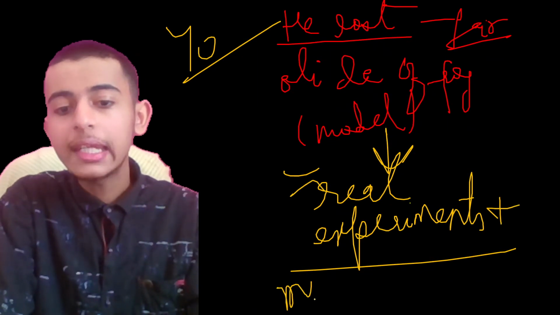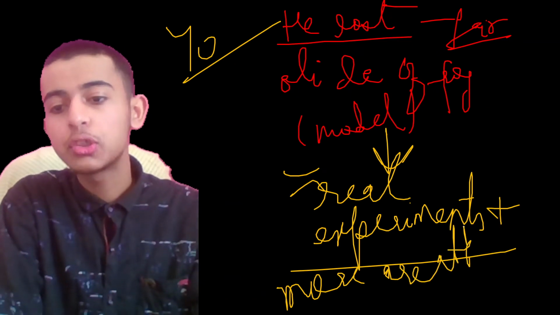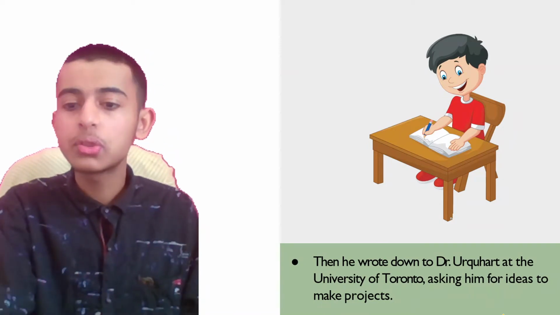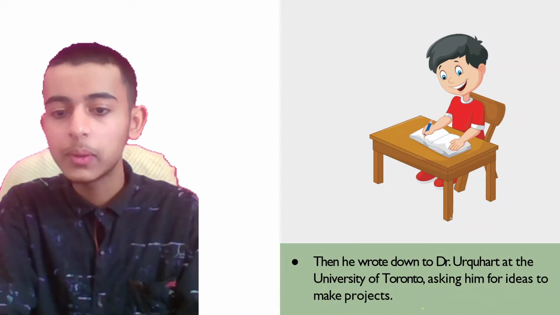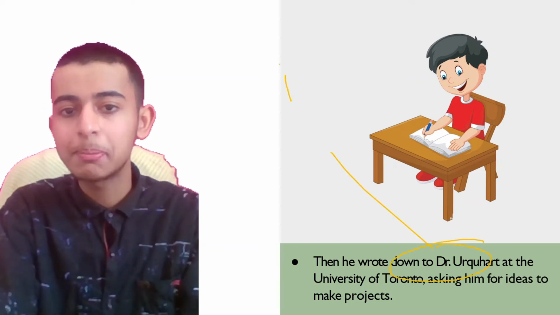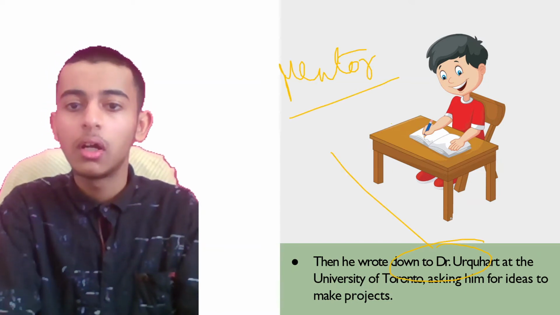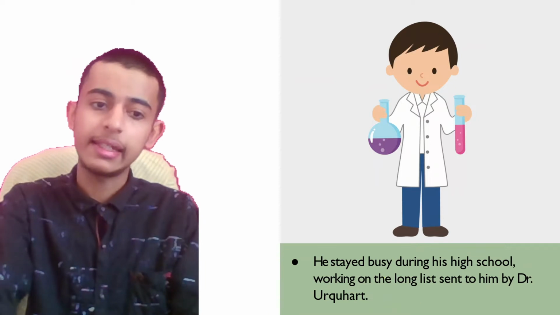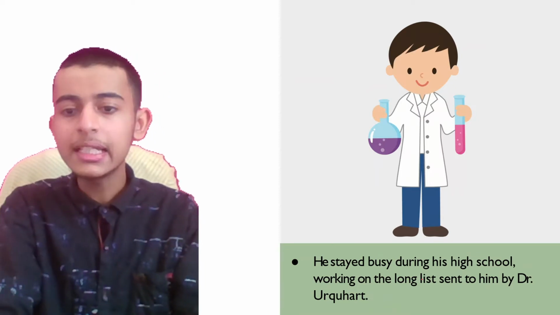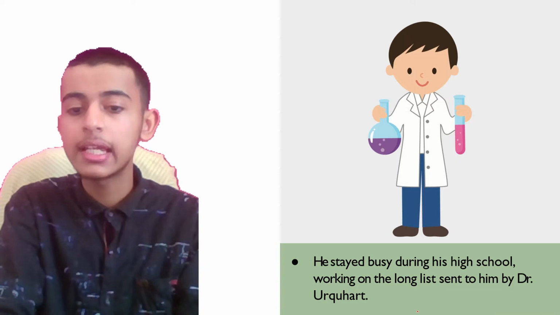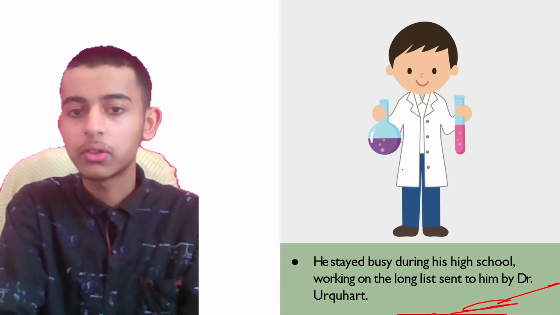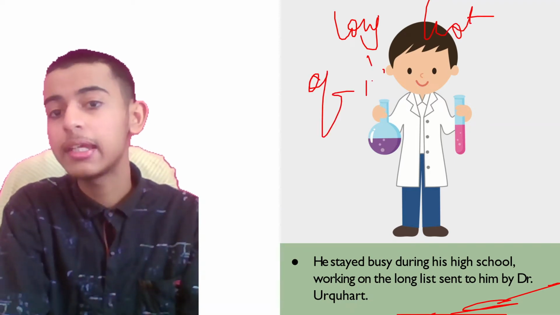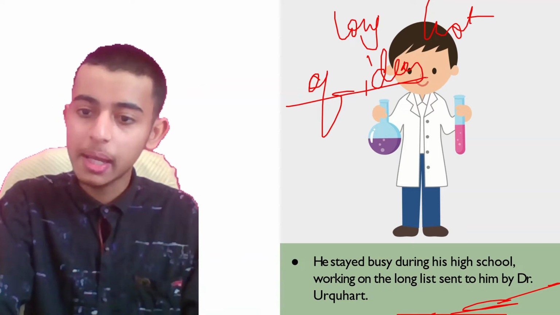Plus more creativity. The projects need to be realistic and relatable with zoology or his field. Then he wrote to Dr. Urquhart at the University of Toronto. Dr. Urquhart is going to be his mentor, guys. Very important. He asked him for ideas to make projects. So Dr. Urquhart is going to give him the ideas. Now, he stayed busy during his high school working on the long list of ideas sent to him by Dr. Urquhart.